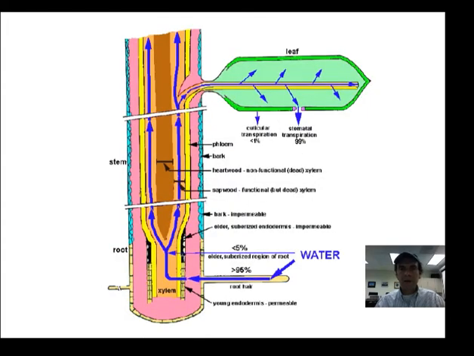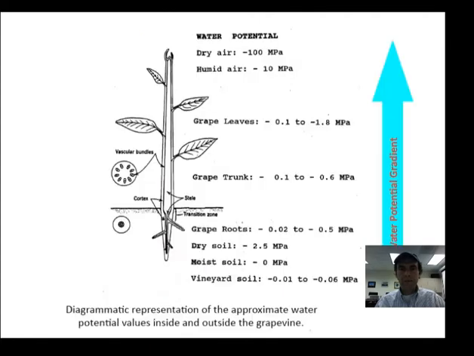So this is another drawing of the same thing. And here you can appreciate the water potential. You can see it's tension, so it's negative. The dry air might be minus 100 megapascals, and the soil might be minus 0.01 megapascals. So it's a huge difference and a big gradient, and that is pulling water upwards.